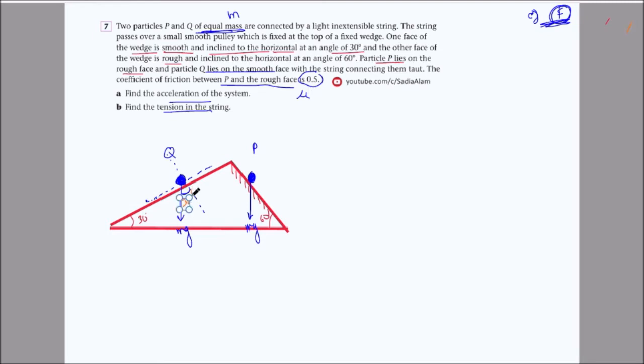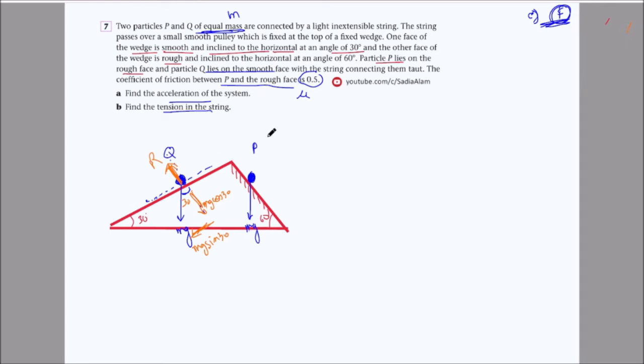So this angle is 30, so we need to include the component of the forces, right? So this will be mg cos 30, and that's mg sin 30. There will be a reaction force, but since we are not working with frictional force, it doesn't matter whether you calculate R or not. Okay, so oh, I didn't even draw the pulley.